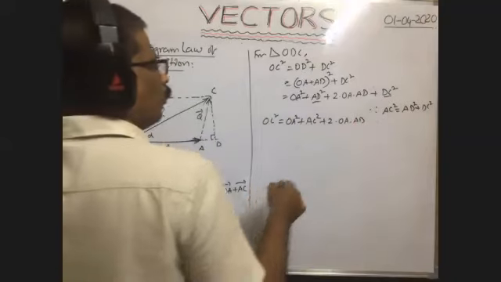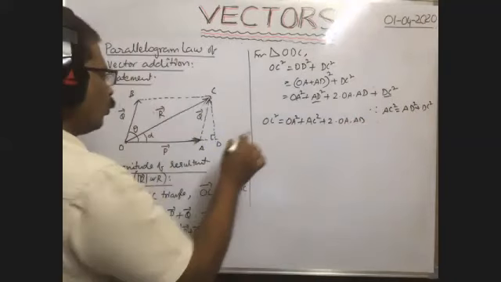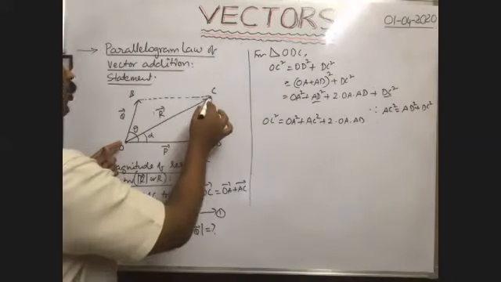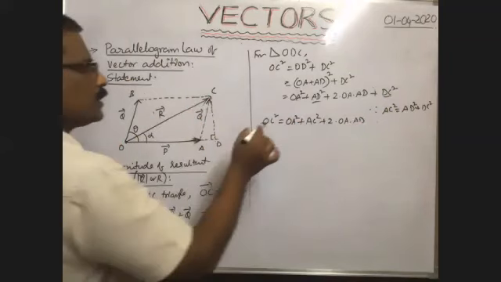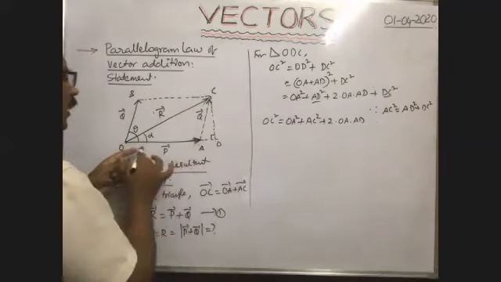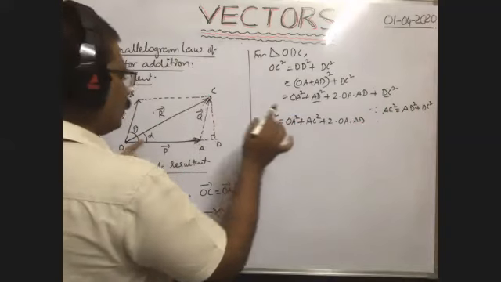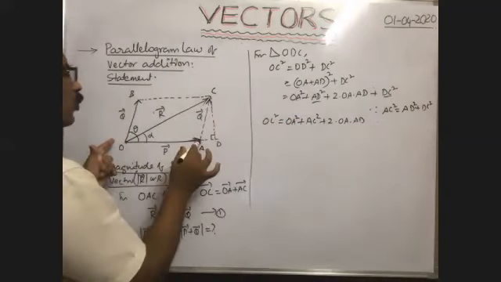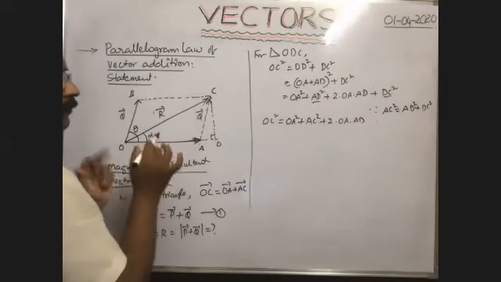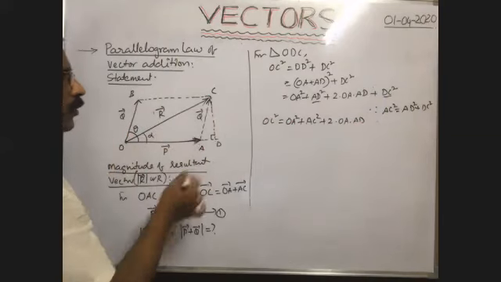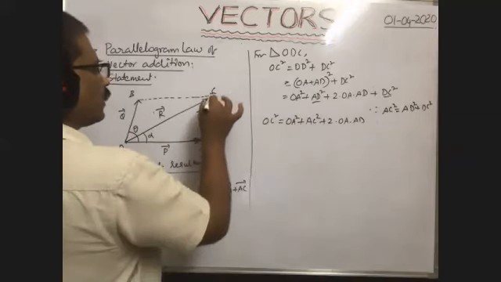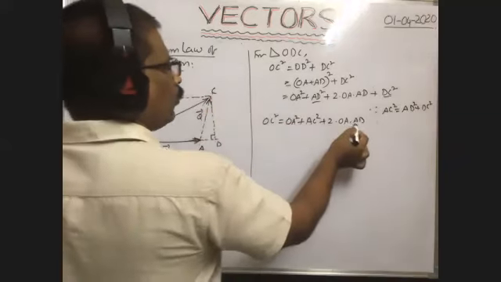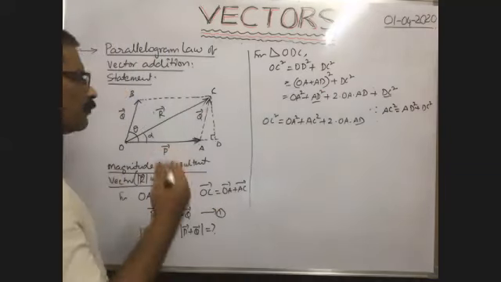What about AD? OC is the magnitude of the resultant vector, which is equal to simply R. We know OC is equal to R. OA is the magnitude of the vector OA bar, which is equal to simply P. Modulus of P bar means P only. Similarly, AC is the magnitude of this vector, that is Q. OA is known, AD we don't know, so we have to find AD.